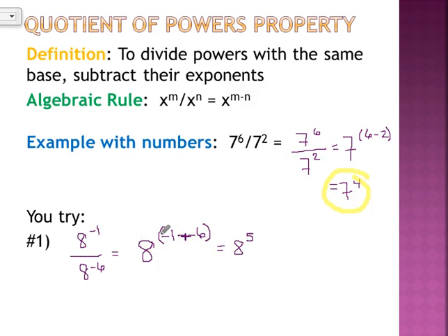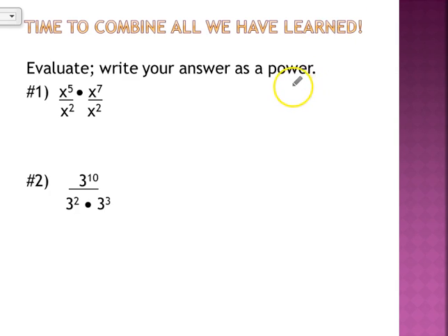I'm going to go on the next slide, so go ahead and make sure you take notes here. So if you need to, go ahead and click pause. All right, let's combine everything we've learned so far.